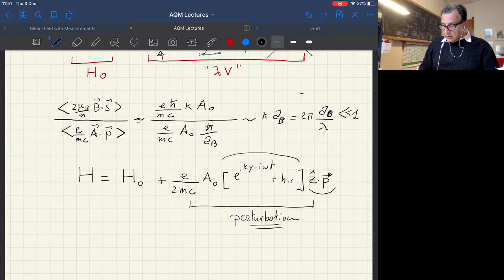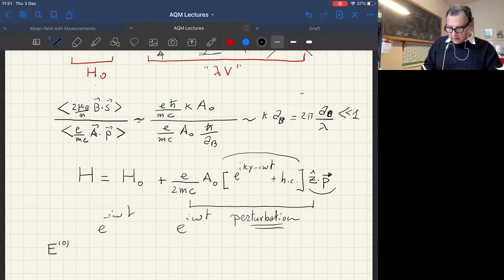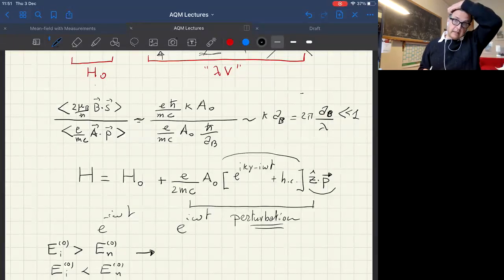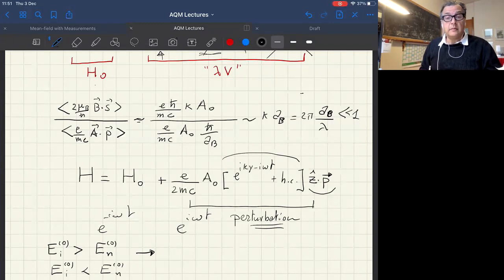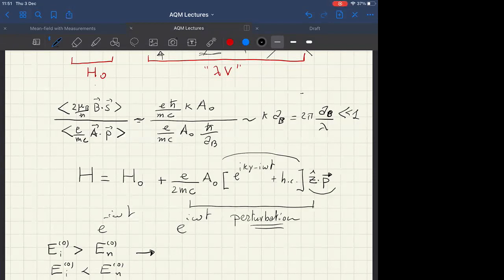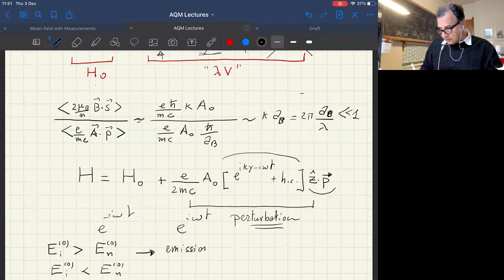Sorry for this. Now, basically you have e to the minus i omega and you have a term e to the i omega. Now, there are two possibilities. One in which E0i is larger than E0n, and the other one is when E0i is smaller than E0n. This means that the initial energy is larger than the final energy. What does it mean? Is it emission or absorption of a photon of light? Emission. This is emission process, and this is absorption. Okay.